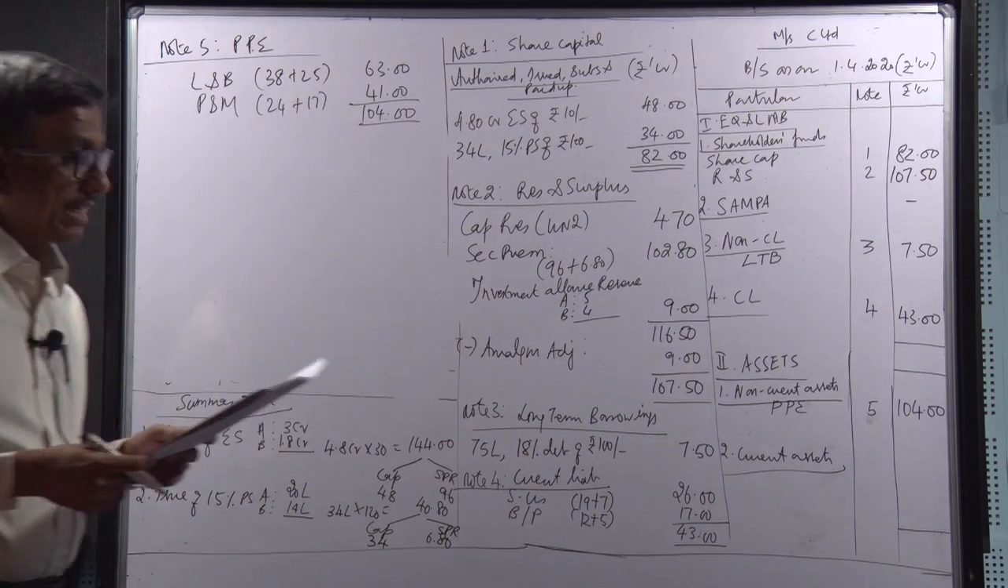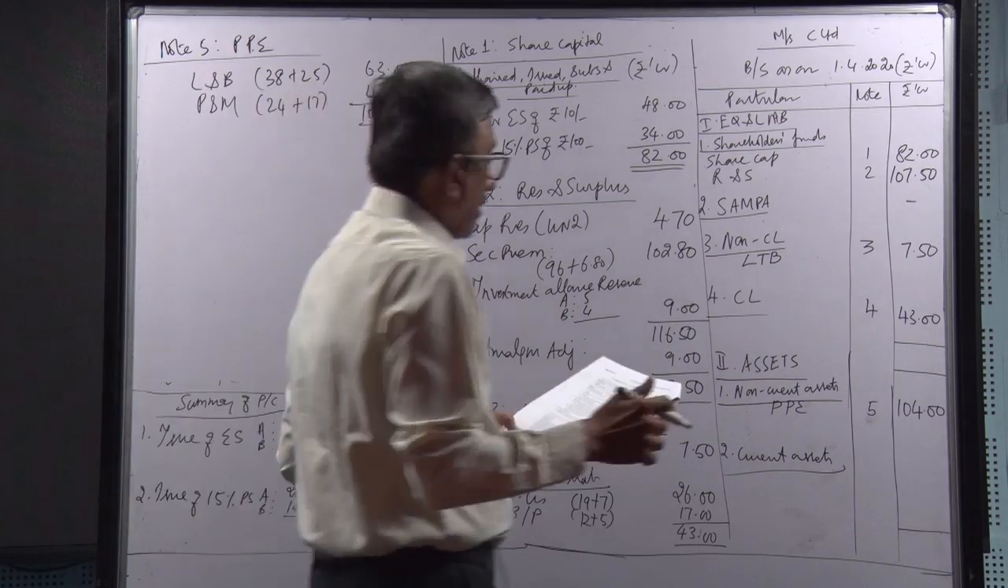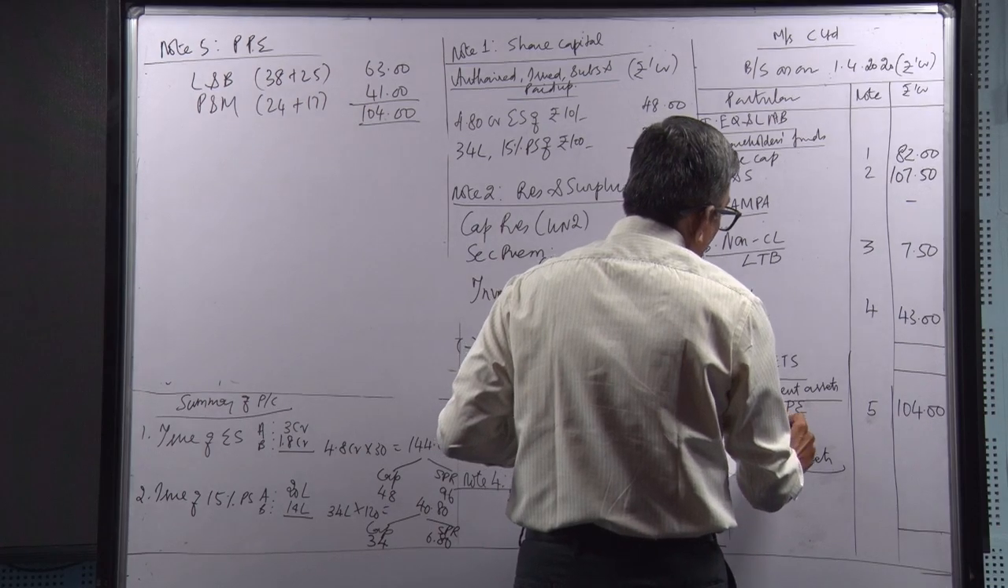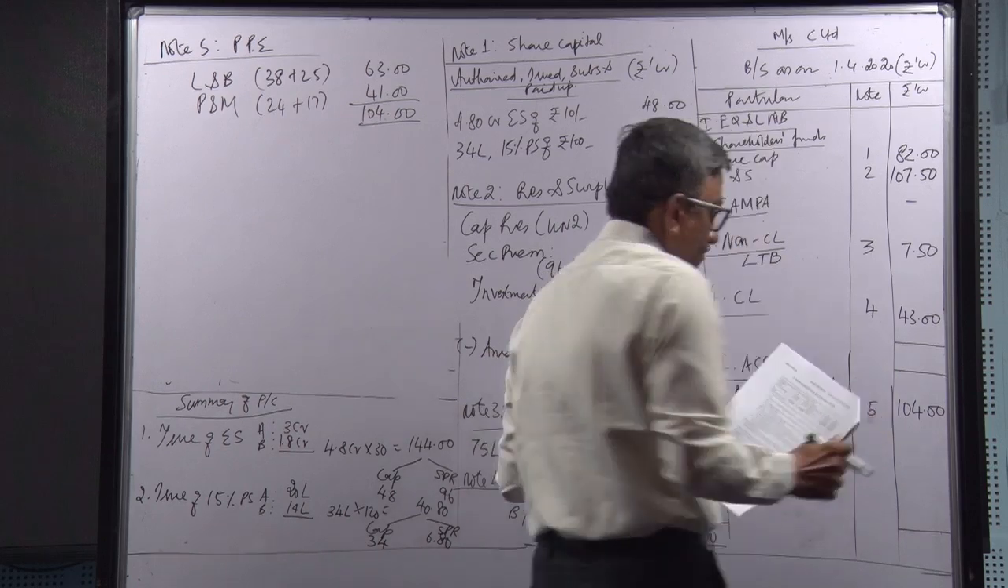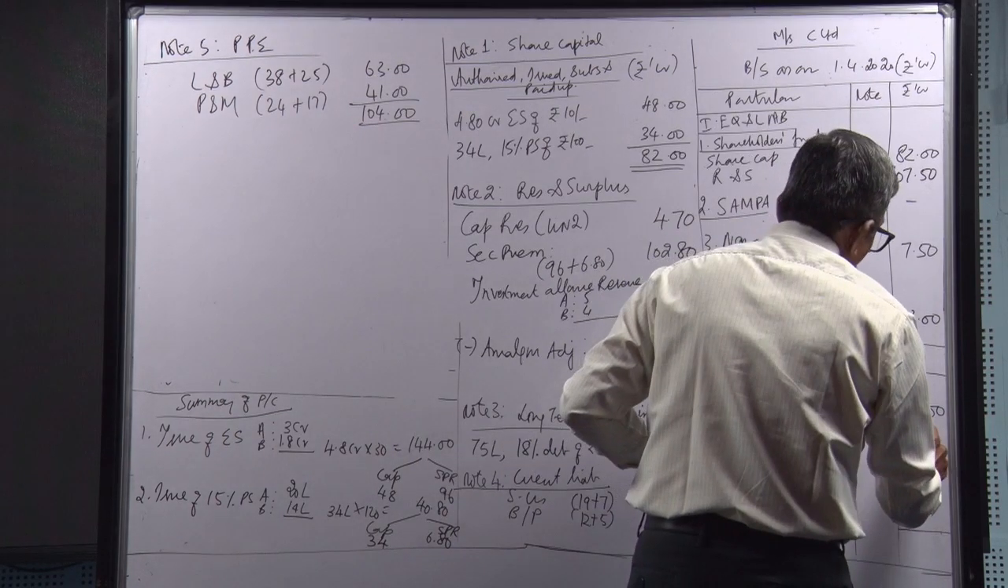Investment 10 and 6 for A and B, so total 16. Investments in the absence of any information are normally shown under non-current assets as non-current investment. So it will be 10 plus 6, 16 crores.